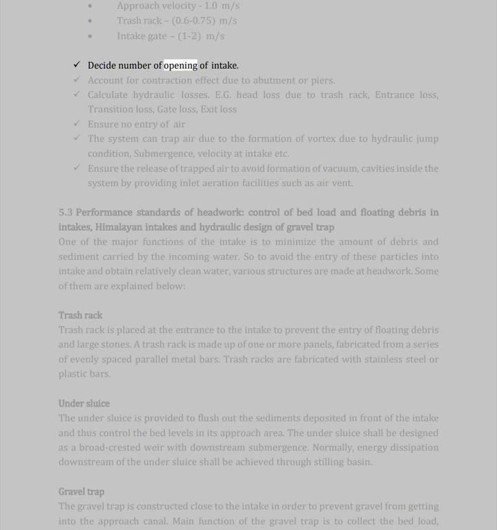Decide the number of openings of the intake. Account for contraction effect due to abutments or piers. Calculate hydraulic losses, e.g. head loss due to trash rack, entrance loss, transition loss, gate loss, exit loss. Ensure no entry of air. The system can trap air due to the formation of vortex, hydraulic jump condition, submergence, velocity at intake, etc. Ensure the release of trapped air to avoid formation of vacuum cavities inside the system by providing inlet aeration facilities such as air vent.